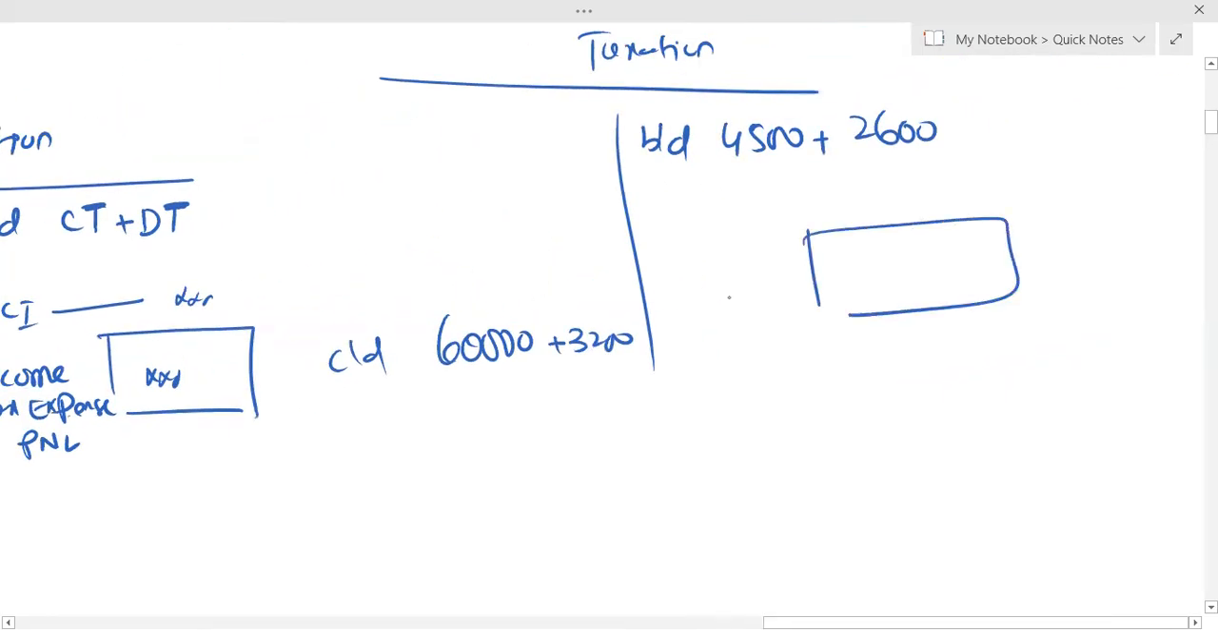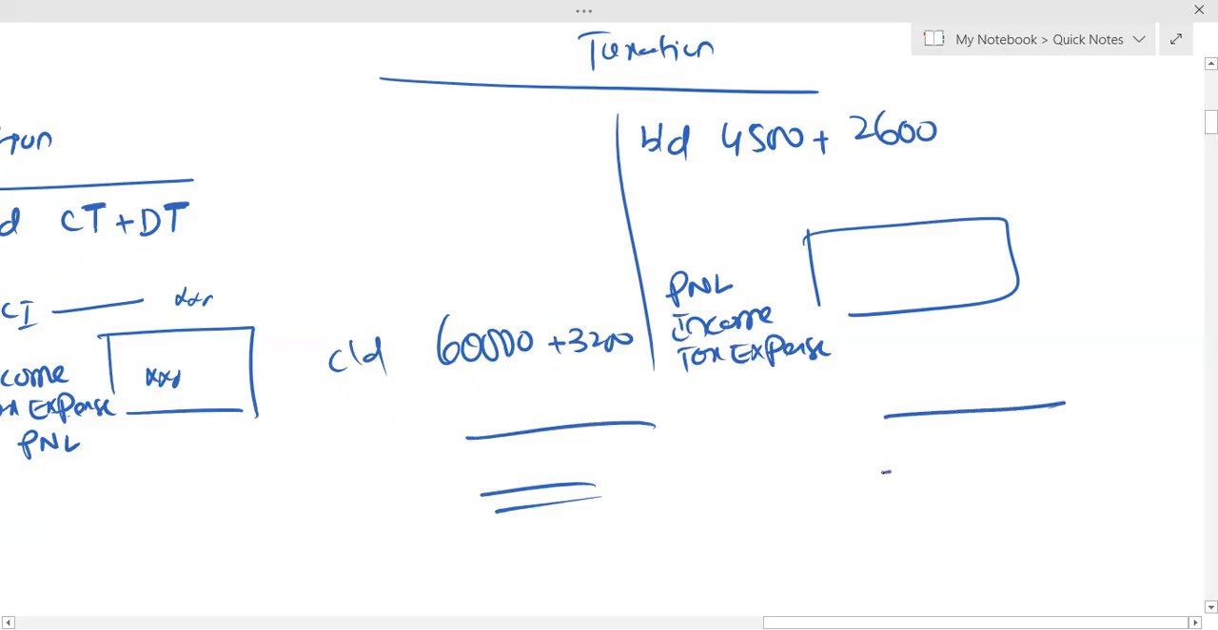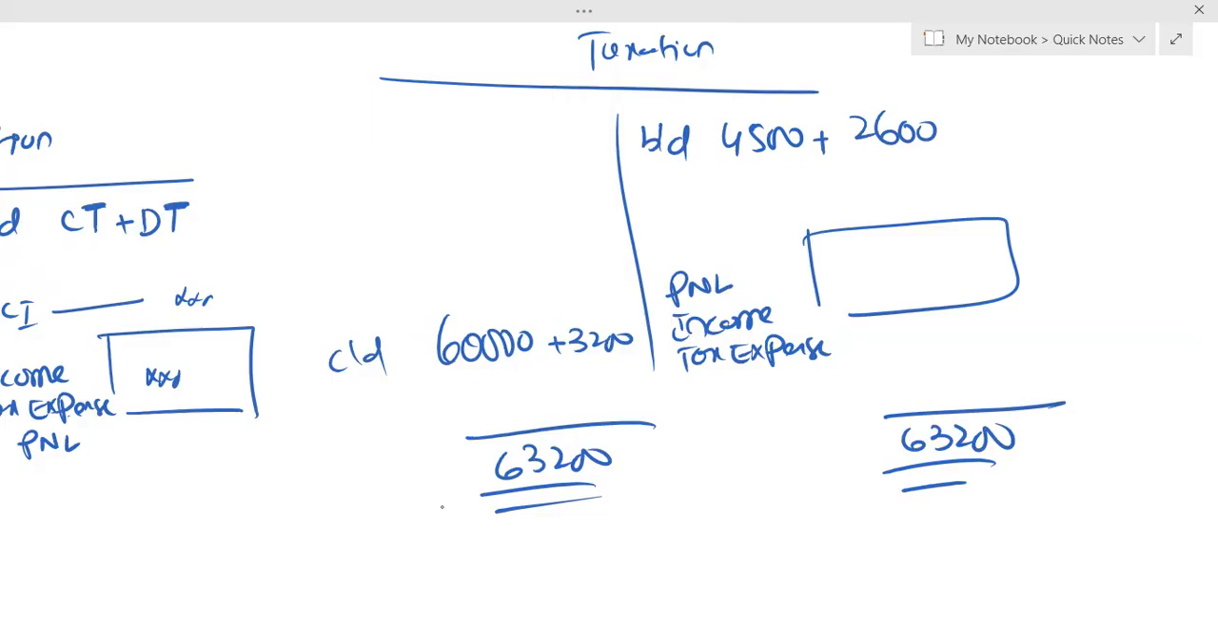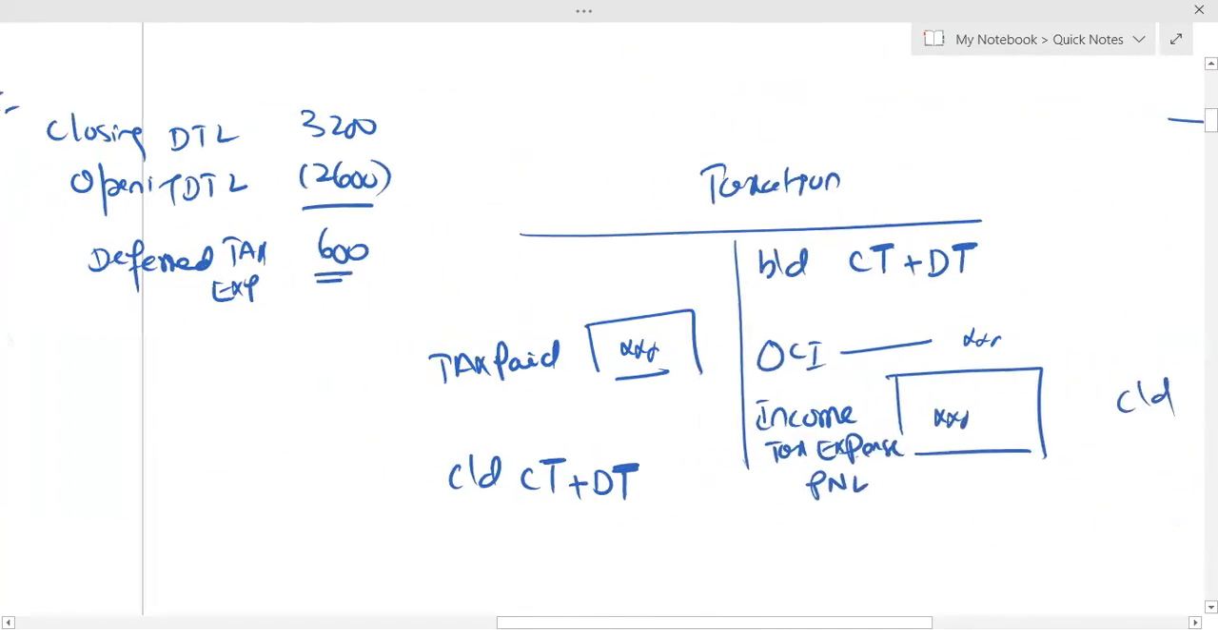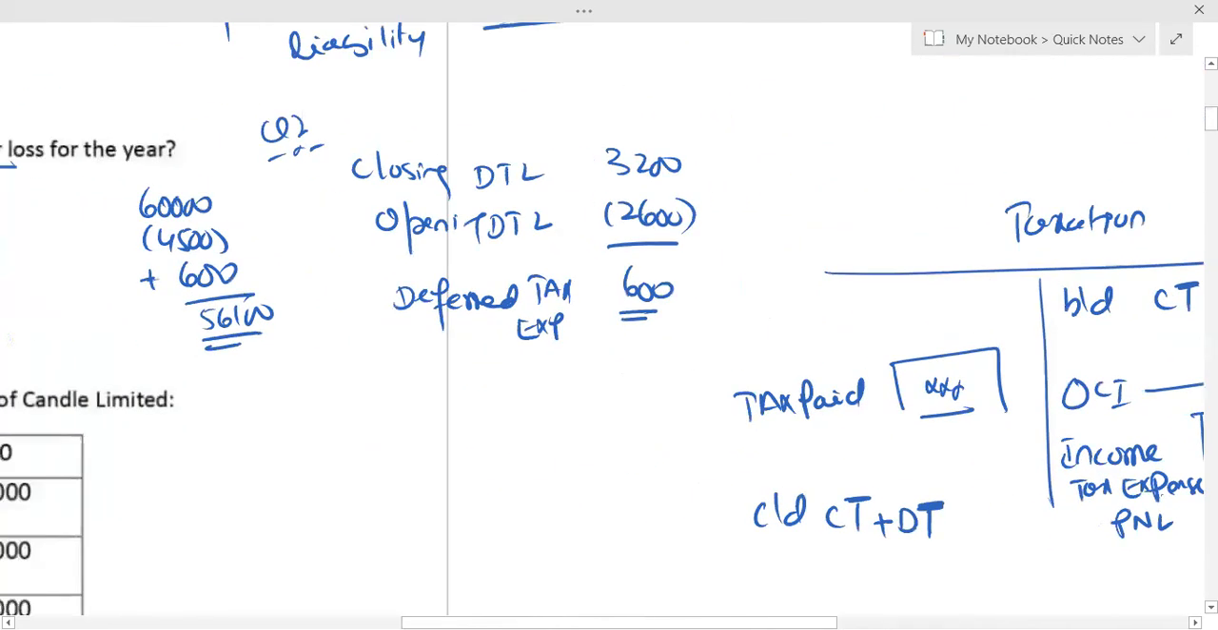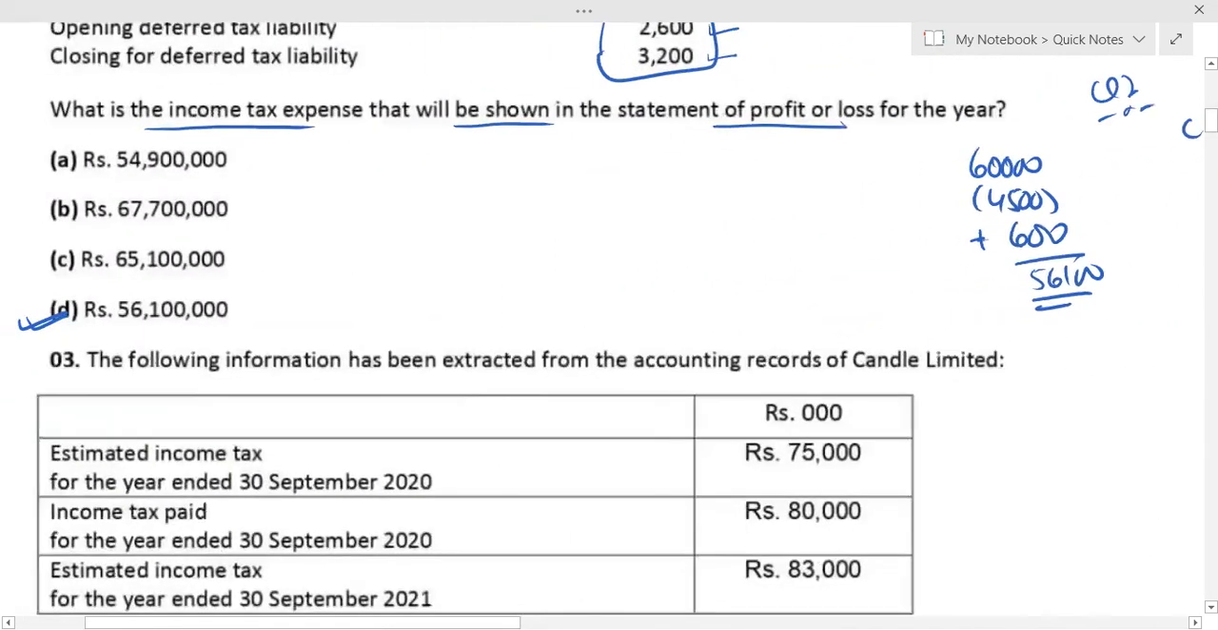So here comes the balancing figure that goes to P&L. It is your income tax expense. This will be 63,200. Obviously, it has to be 63,200. From 63,200, let us deduct 4,500 minus 2,600. So the balancing figure is 56,100. So you can solve by the help of a T account or otherwise through statement form.